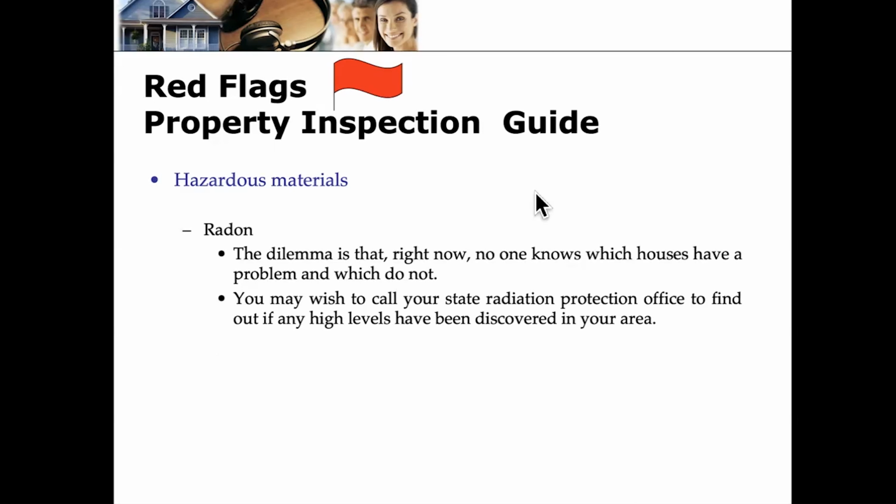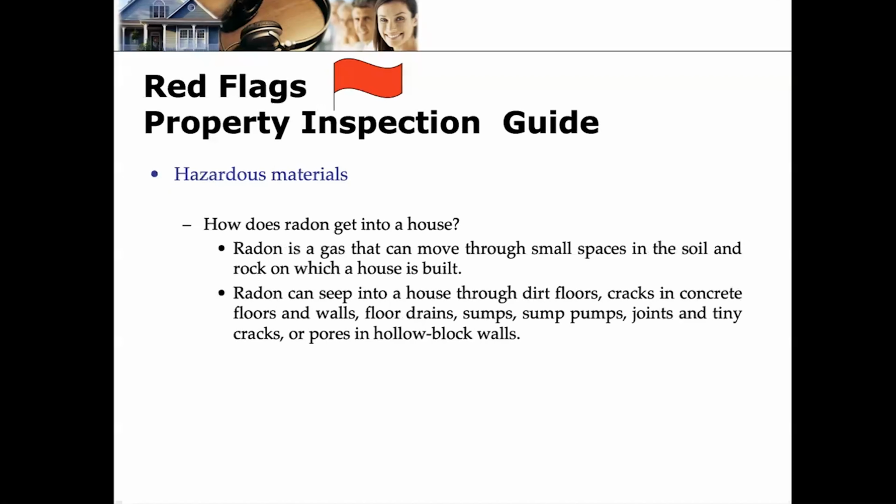Yours may be different. Anyway, the dilemma is that right now, no one knows which houses have that problem and which ones don't. You may wish to call your state radiation protection office to find out if any high levels have been discovered in your area or in the towns that you do the inspections in, just for safety. If you're going to be doing radon testing or telling your client, hey, it's possible radon is in this area, make sure you know what you're talking about. Don't just go out causing problems, but you do want to create a safety rim for your clients.